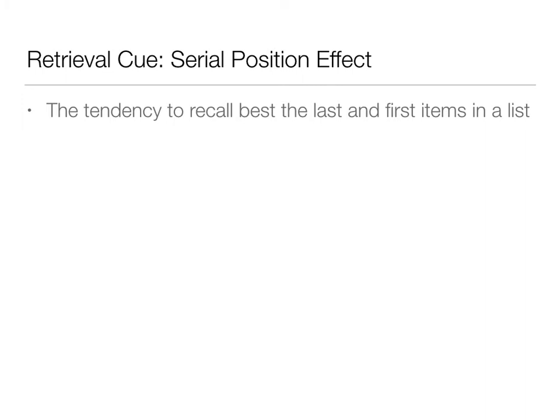The last thing that we're going to talk about is serial position effect. This is another kind of retrieval cue. We talked about context. We talked about state, which included emotion. Now we're going to talk about the position, okay? So if I give you a list of things to remember, the ones that you're going to remember the best are the items that are on the beginning of the list and the end of the list. The middle of the list, not so much.